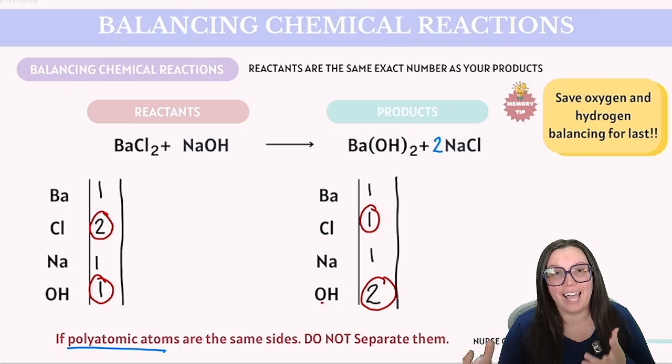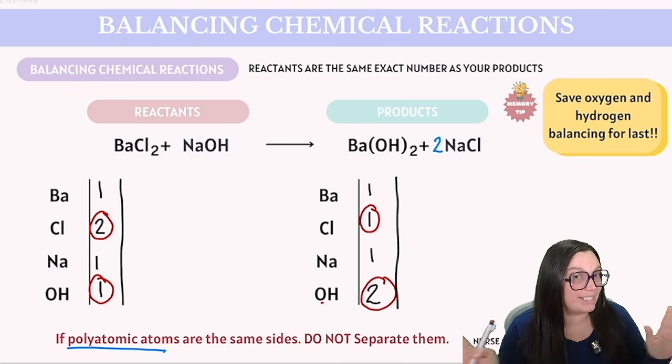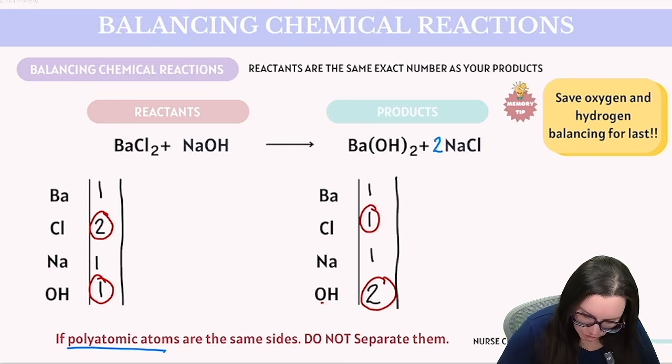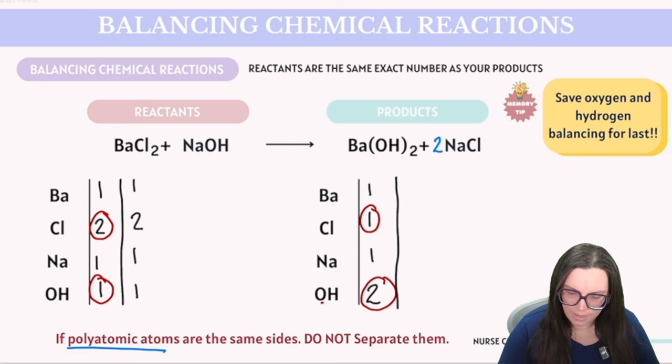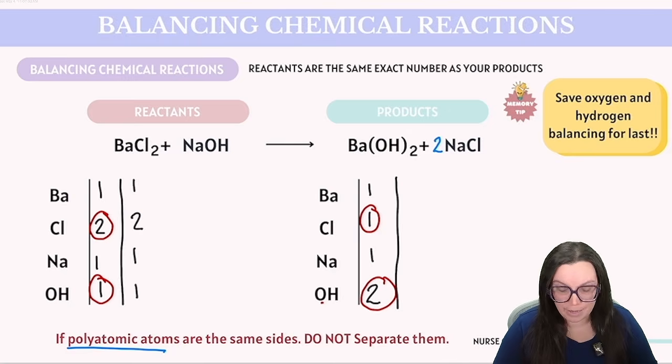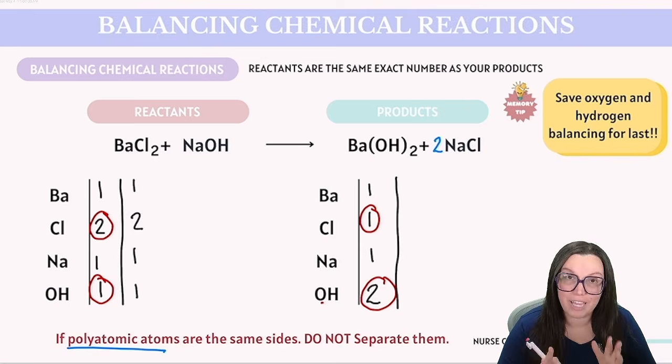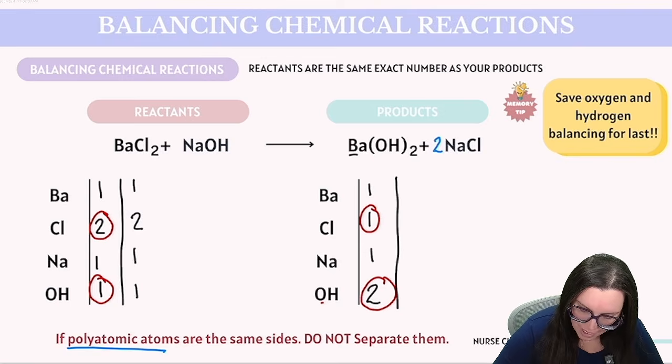Now we're going to add up all of our elements on each side of the equation again. We didn't touch anything on the reactant side, so we can just pull our numbers over again. However, we do need to add up everything on the product side again to make sure we have the right numbers. So we have one Ba element, we still have 2 OH elements.